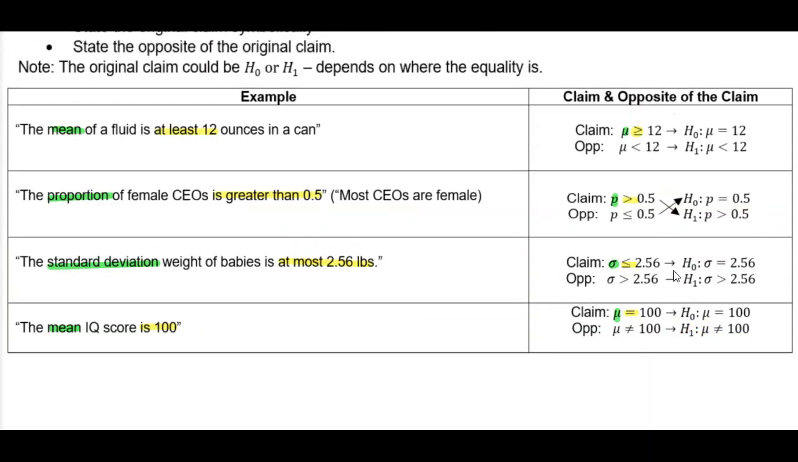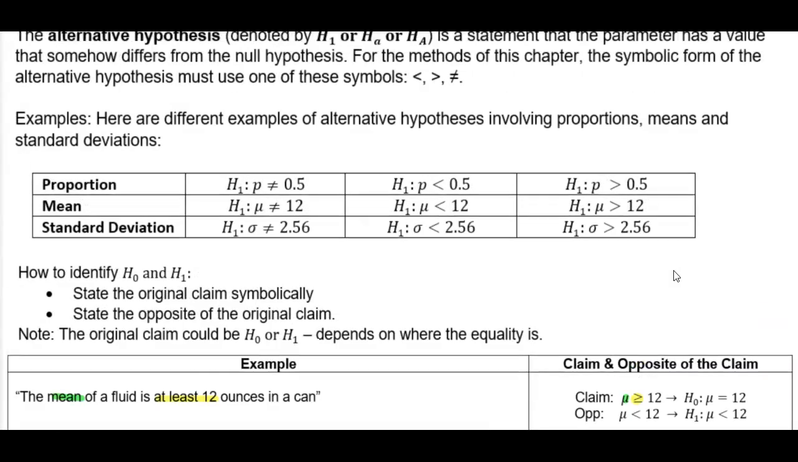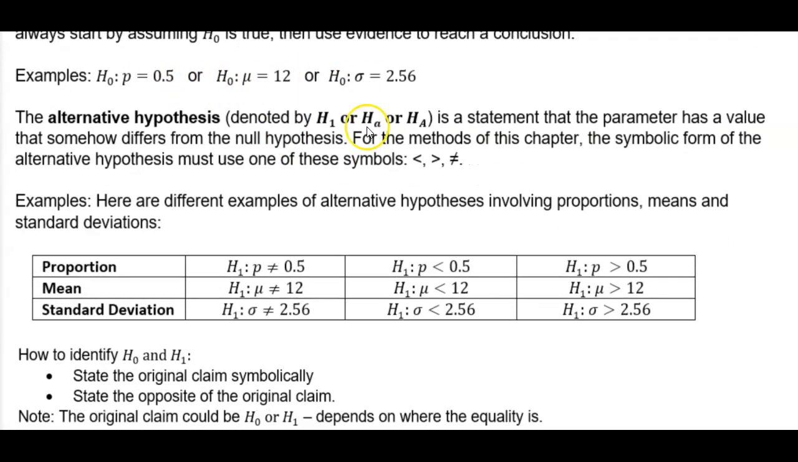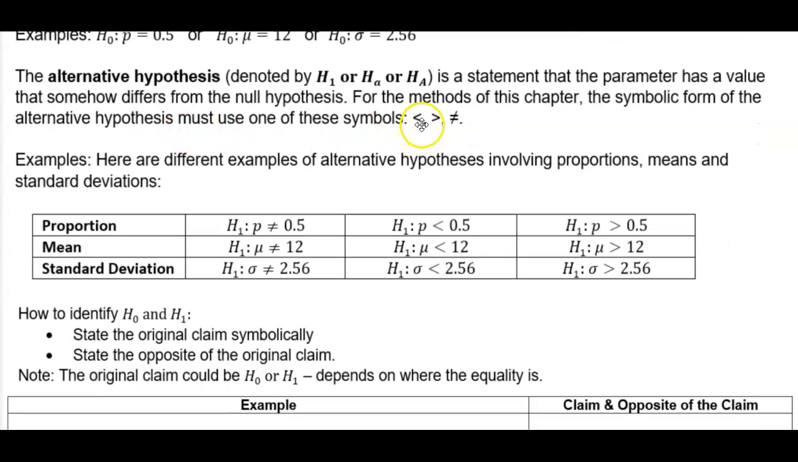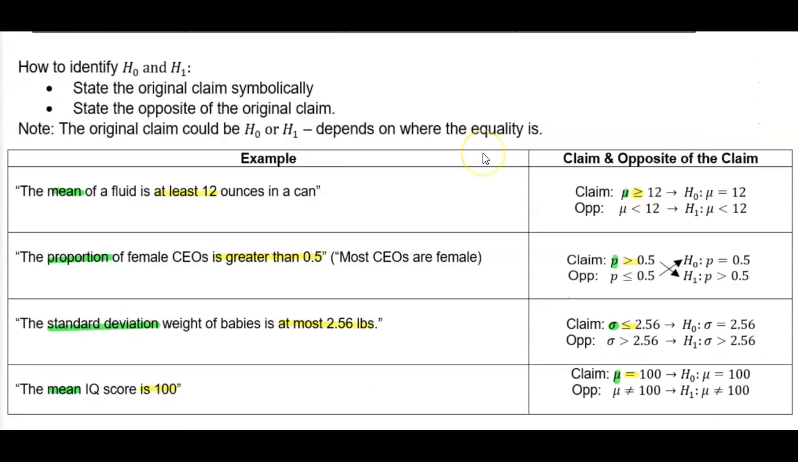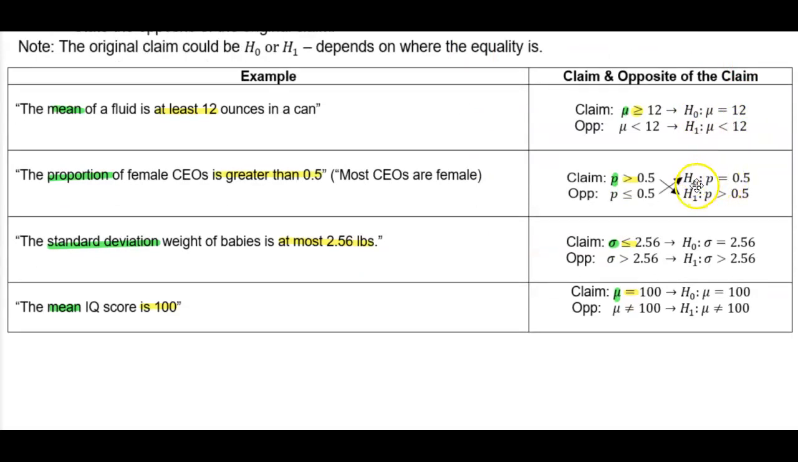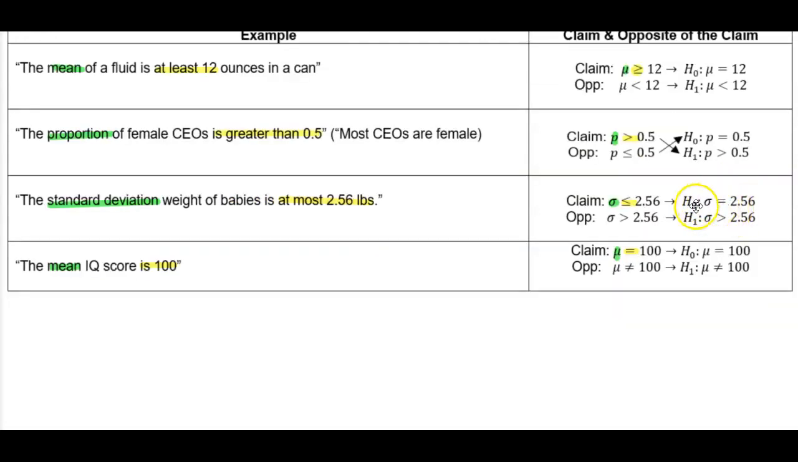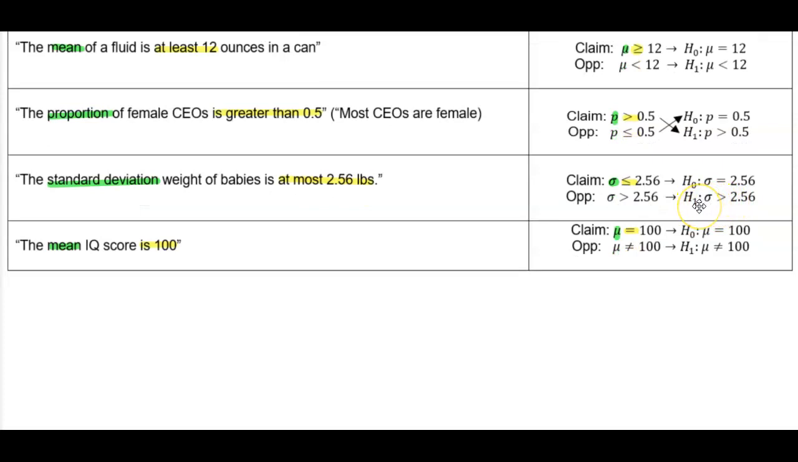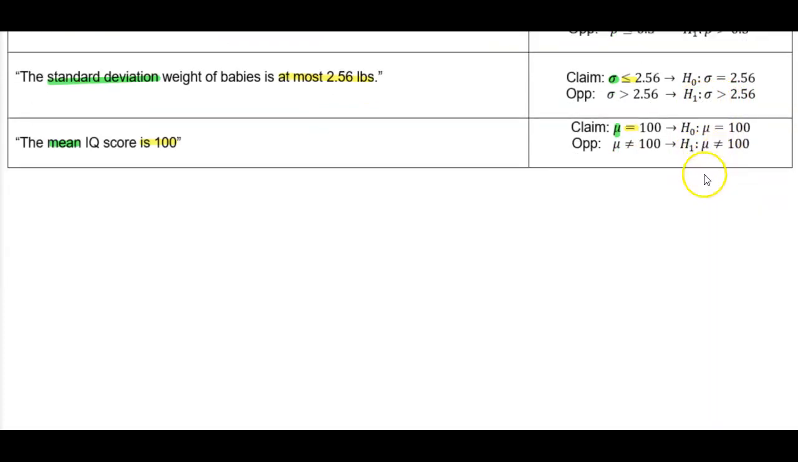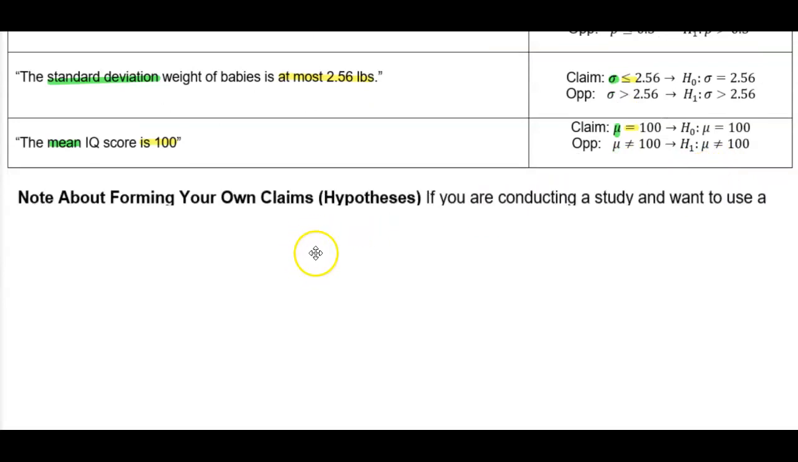So let's go back up here and take a look here. Remember that the null always has the equalities, and the alternative is either going to have the less than, greater than, or not equal to. So let's check. We have the equal in the null, and there's less than in the alternative. We have the equal in the null, and then there's a greater than in the alternative. We have an equal in the null, and the greater than is in the alternative. And then we have the equal in the null, and then not equals in the alternative hypothesis.